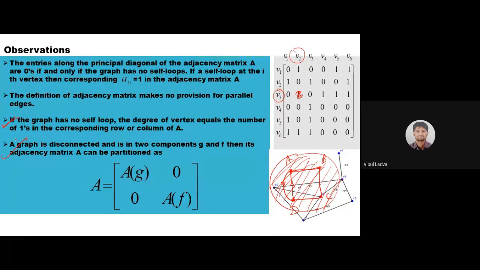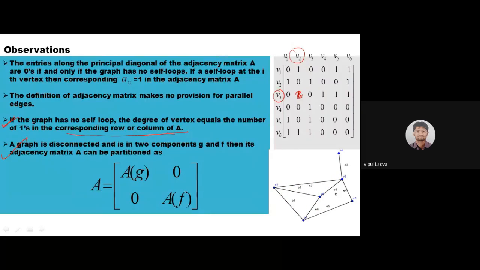So we had gone through the first two observations related to the adjacency matrix. Now, if we go for the third one: if the graph has no self loop, the degree of a vertex is equal to the number of entries of one in the corresponding row or column of that particular vertex. Now, observe here. Suppose this is the actual graph, and this is the respective adjacency matrix.